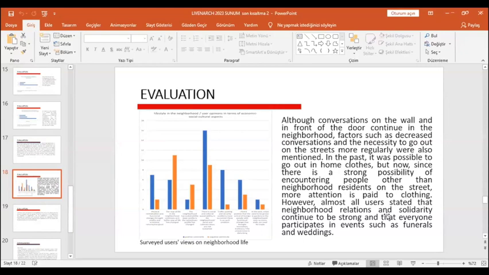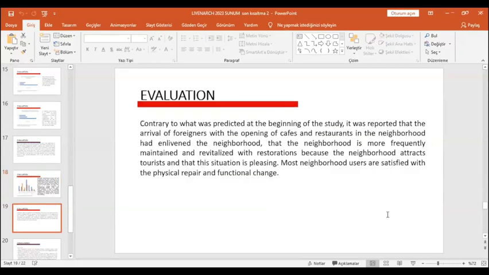In the past, it was possible to go out in house clothes, but now, since there is a strong possibility of encountering people other than neighborhood residents on the street, more attention is paid to clothing. However, almost all users stated that neighborhood relations and solidarity continue to be strong, and that everyone participates in events such as fundraisers and weddings.